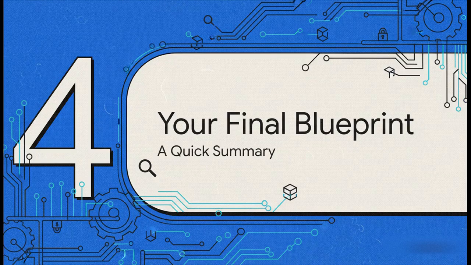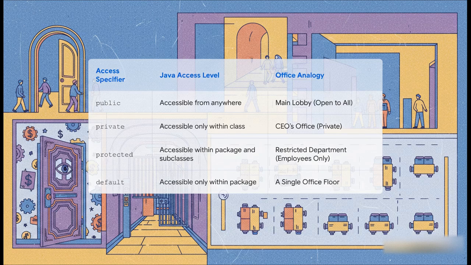Okay, let's pull everything together into one final blueprint. Here's a quick summary of all four levels we've covered, just to make sure it all sticks. Here it is, all in one handy chart. Public is the main lobby, open to everyone. Private is the CEO's office, for your eyes only. Protected is that restricted department, for employees and their related teams. And default is a single office floor, perfect for collaboration within a specific group.